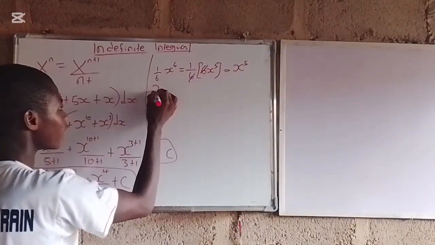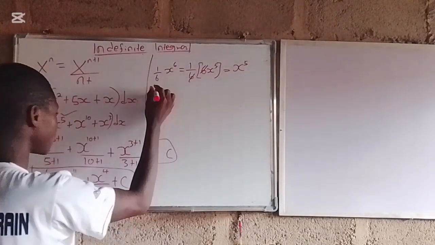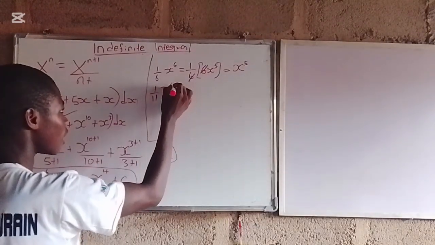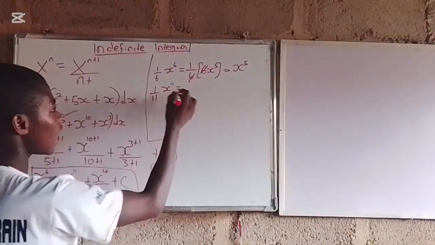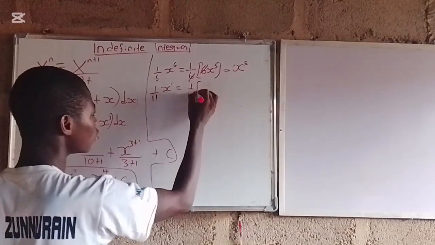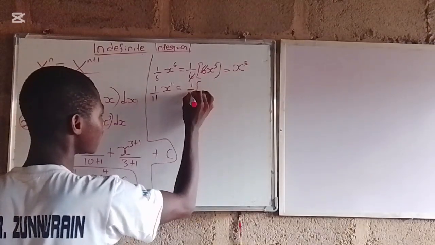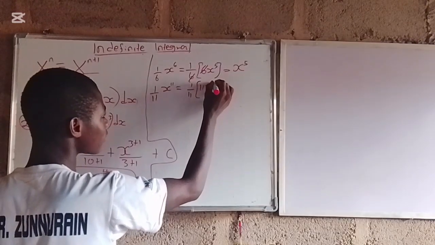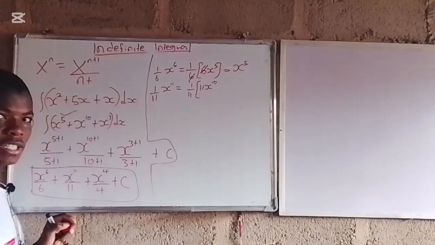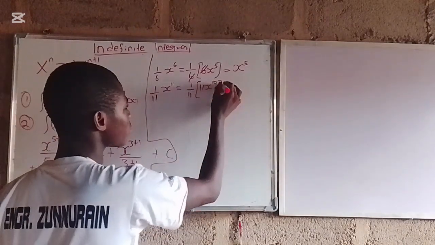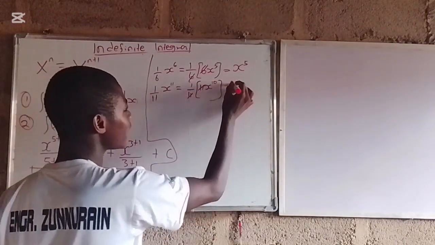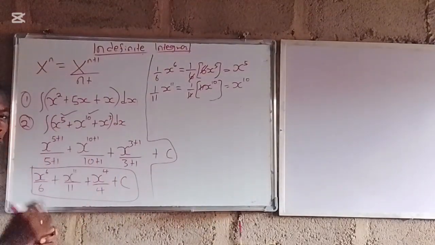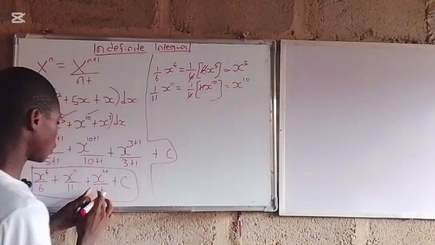Then I have 1 over 11 multiplied by x raised to the power of 11. So keep 1 over 11 aside, then differentiate this. I'll have 11x raised to the power of 10, after subtracting 1 when differentiating. So at the end 11 will cancel 11, and we find x raised to the power of 10. We verified it.